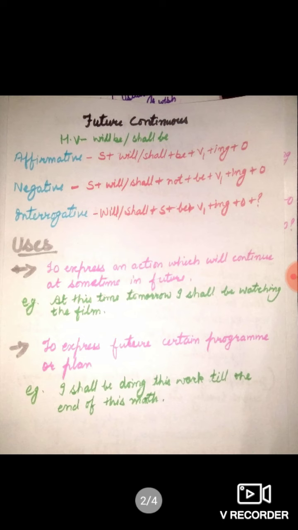Any program, any plan of the future, we use shall be or will be to express this. The example is, I shall be doing this work till the end of this month. This is the plan that he shall be doing a particular work till the end of the month. Now future continuous is also finished. Now we will move on to future perfect.